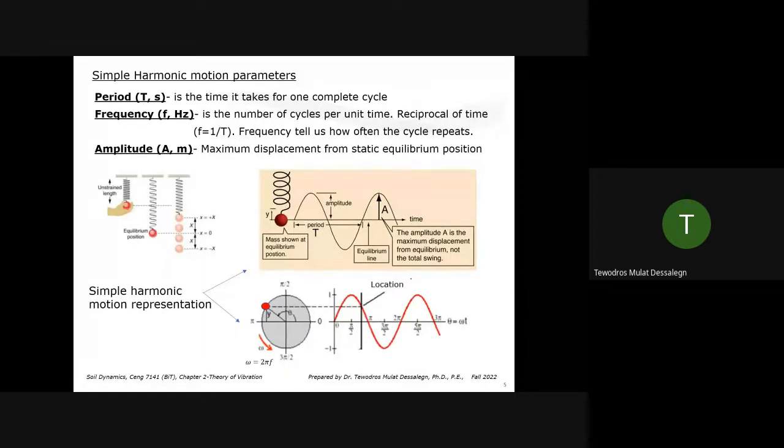Now, simple harmonic motion parameters. We have been talking a little bit about period. When I mentioned the seismic, the 1985 earthquake damage in Mexico City, we talked about period. We talked about how the period of the building matches with the period of the soil and resonance occurring. This is where we define the period. Period is the time it takes for one complete cycle.